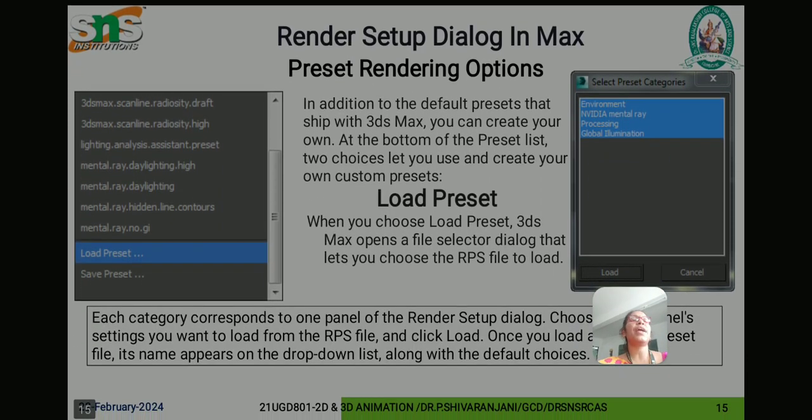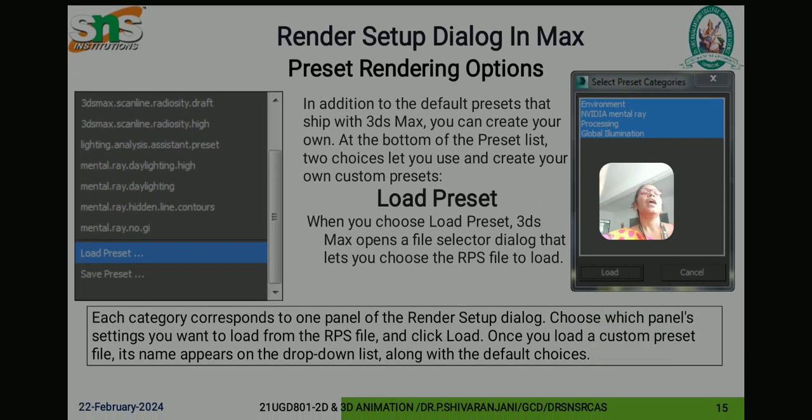Render Setup dialog in 3ds Max. In addition to the default presets that ship with 3ds Max, you can create your own. The choices at the bottom of the preset list let you create your own custom preset. For custom presets, when you choose Load Preset, 3ds Max opens a file selector dialog that lets you choose the RPS file to load.